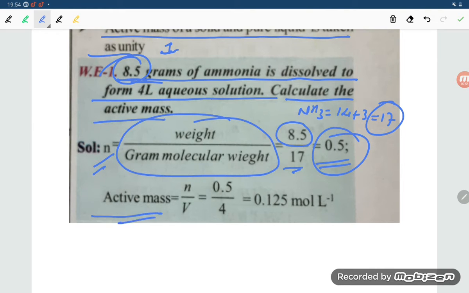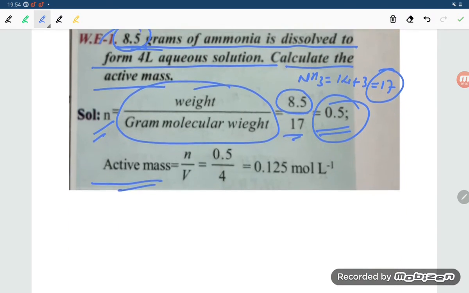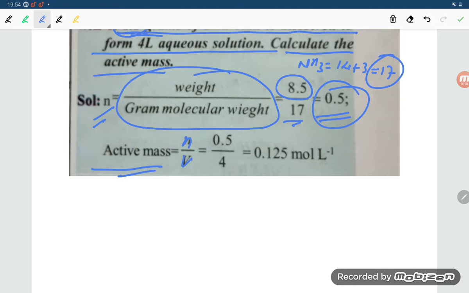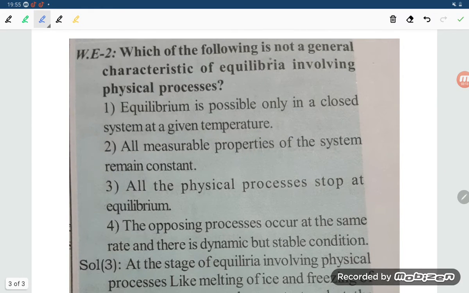Now what is active mass? Here the square bracket means n, number of moles of solute, by volume in liter. So that is 0.5 upon 4, which comes to 0.125 mole per liter. This is the active mass.